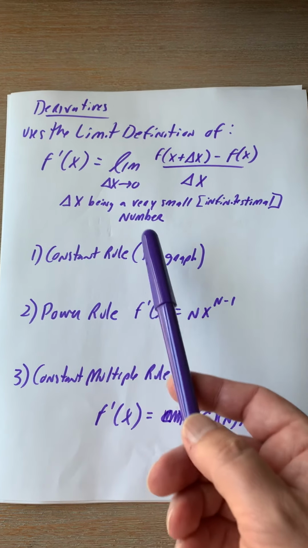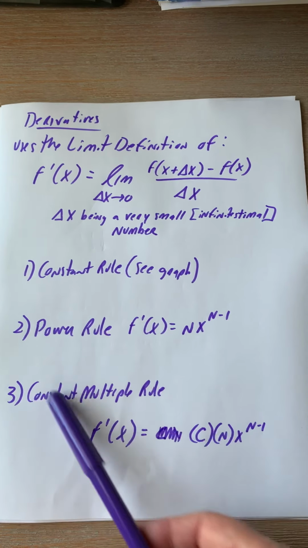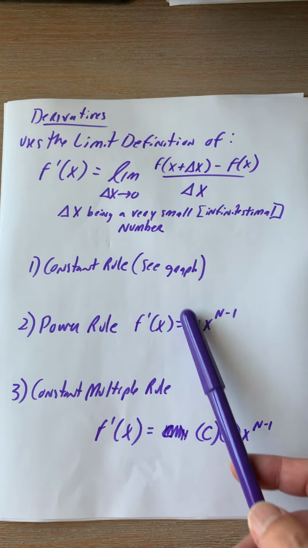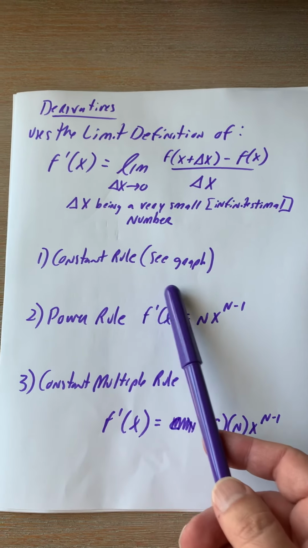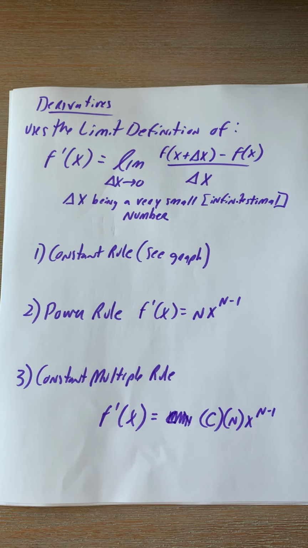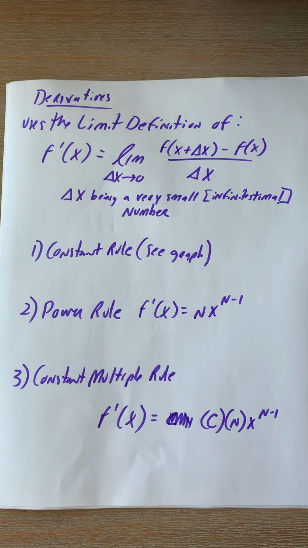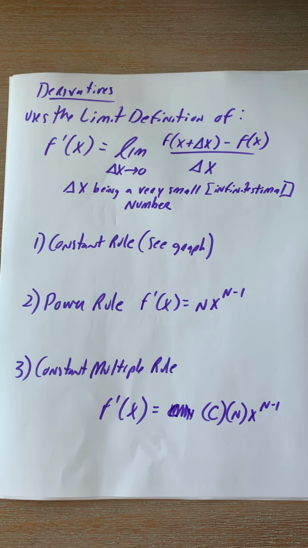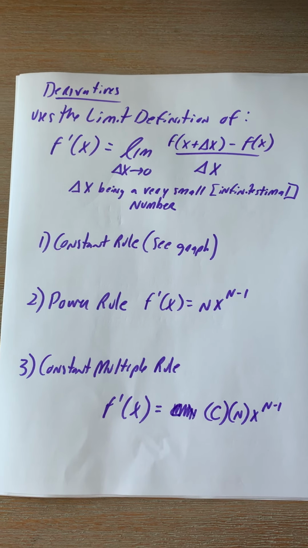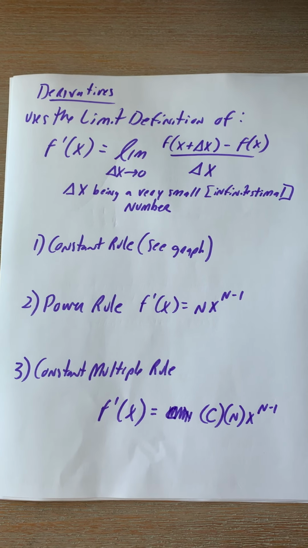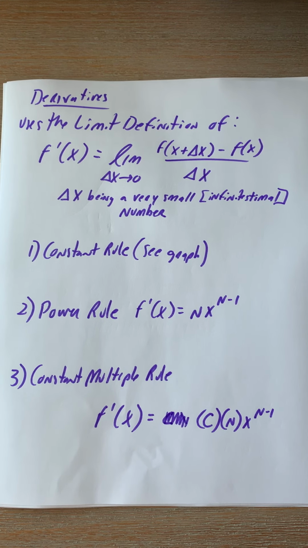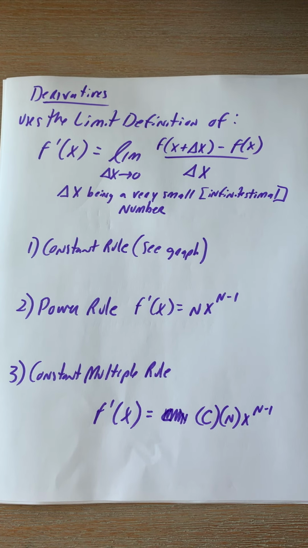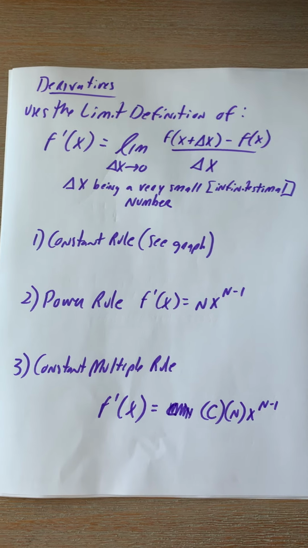All right, we're only going to cover these three rules that come out of this limit definition. First one is the constant rule. What is the slope of a number? Let's say our number is 3. What is the slope of a 3? Well, we know that with a constant, the slope of y equals 3 is just going to be a straight line, or horizontal.